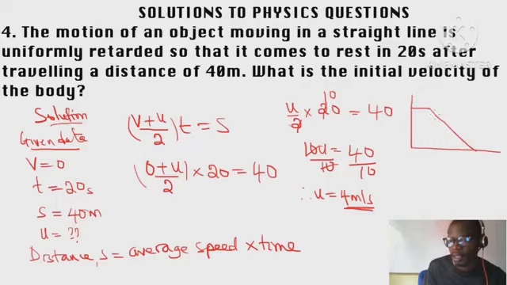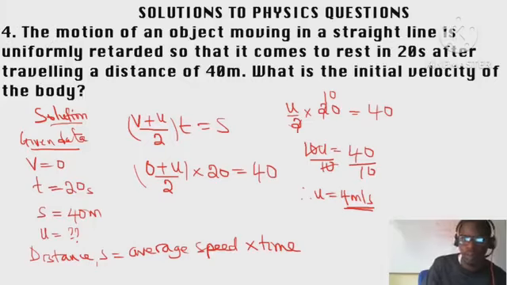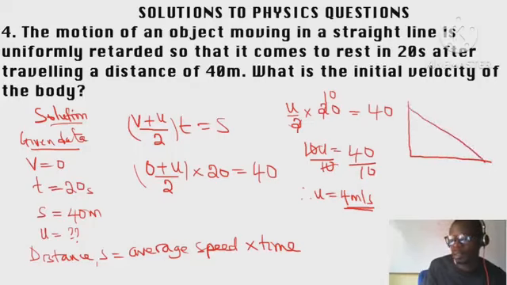So when it's uniformly retarded, we can redraw it this way. You have this, and it is uniformly retarded. Now, this is the u, which is the height, and because we are dealing here with velocity, this point is time. The time that we are given in the question is 20 seconds.